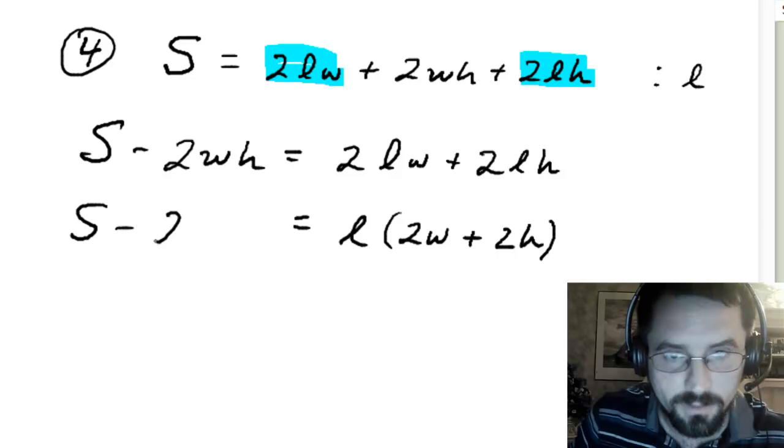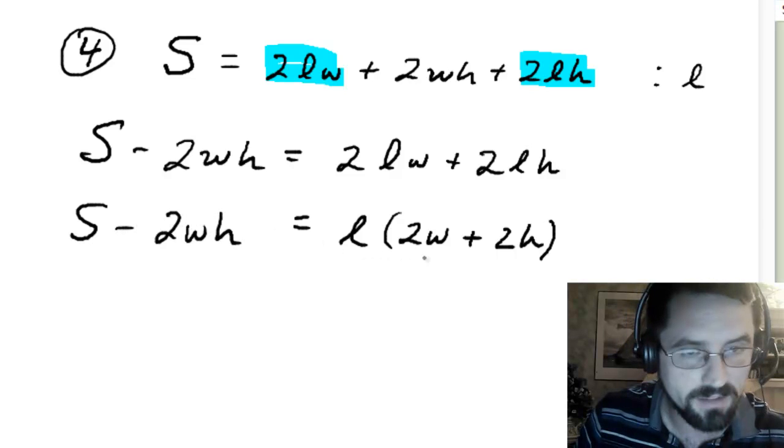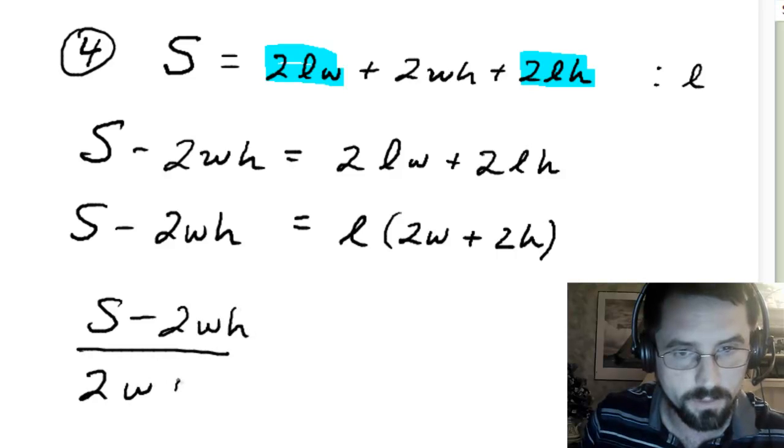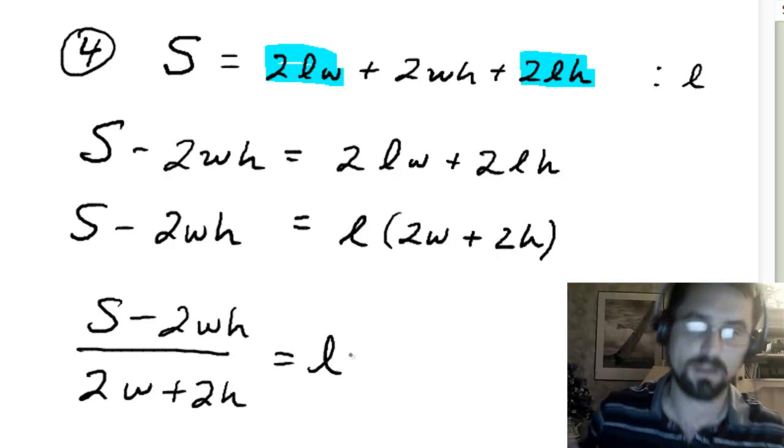And that is still equal to this quantity. So my last step here is to divide this quantity over here on both sides. So I get S minus 2WH over 2W plus 2H equals L. And that is my answer.